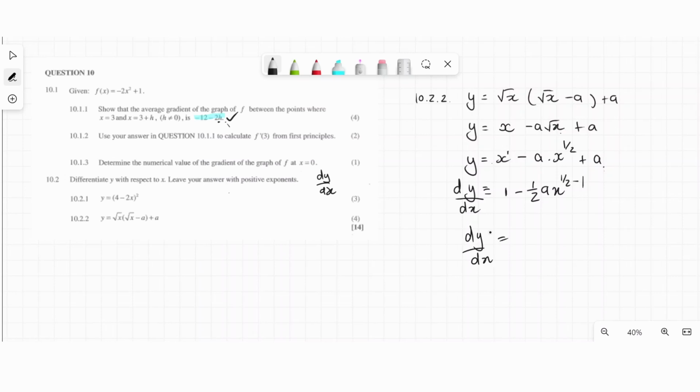Simplify this, right? So it's going to be equal to 1 minus, I'm going to take the a on top, so it's going to be a divided by 2. Then x to the power 1 over 2 minus 1 is the same as x to the power negative 1 over 2. We need a positive exponent, so dy divided by dx is equal to 1 minus a, I'm going to take this x to the denominator, divided by 2x to the power 1 over 2. Then you're done with this solution.